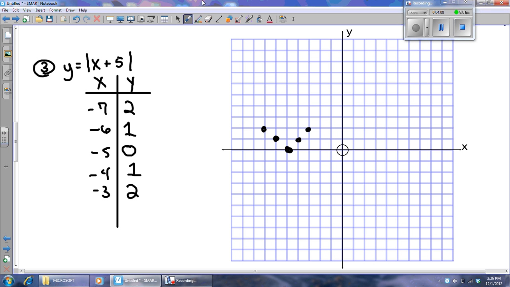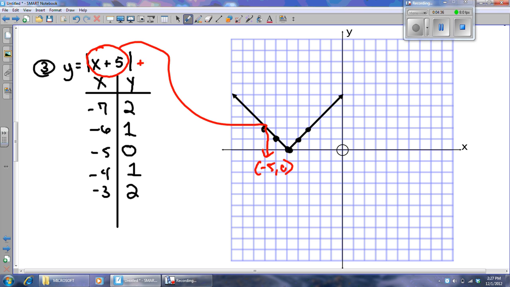I'm getting the same exact V. Again, the vertex has moved. That's the only difference. There you go. It's the same V. And notice the vertex in this case is at -5, 0. Notice it's what makes that 0. The inverse of +5 is the x-coordinate of the vertex. And there's like a +0 on the end, and that's where the 0 is coming from.